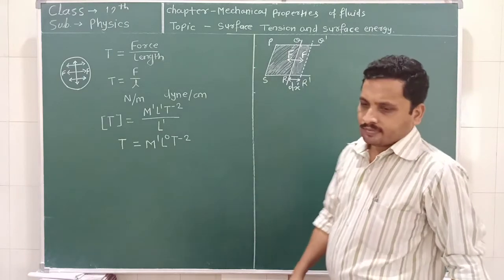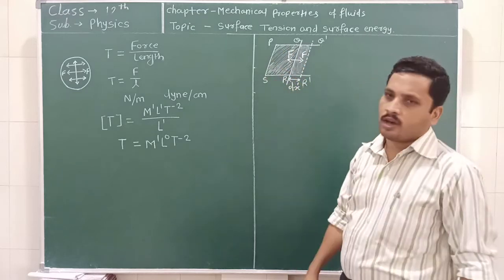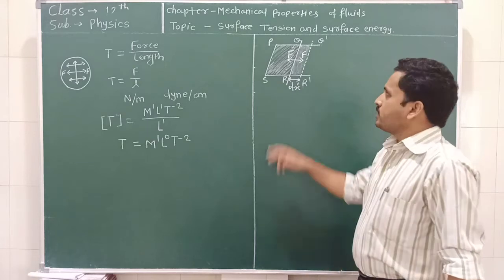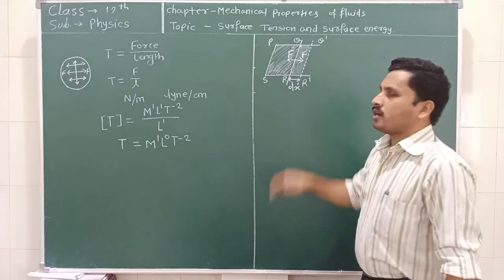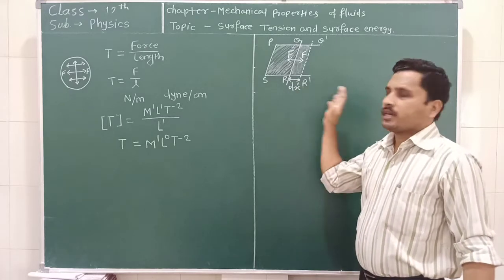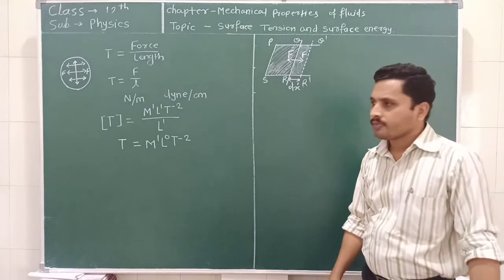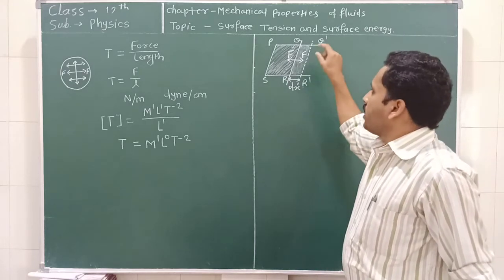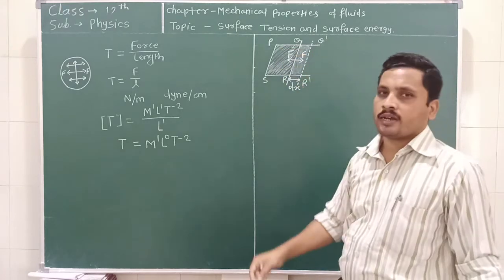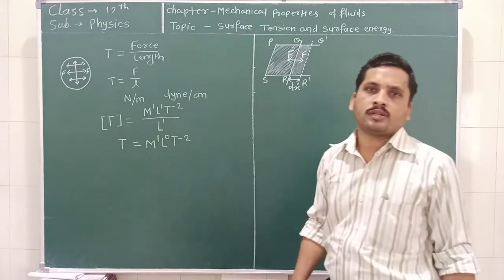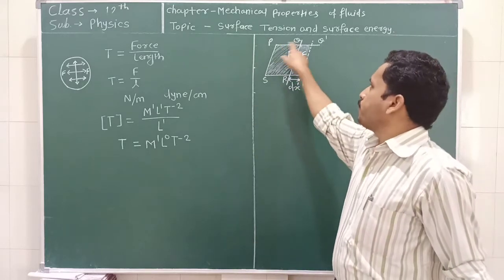For that, we consider a frame of wire PQRS in which three sides are fixed, but this QR can slide over this PQ and SR. So if we dip this frame of wire inside a soap solution, a soap film is developed between this P, Q, R and S.